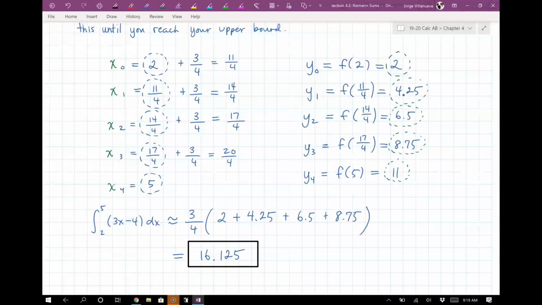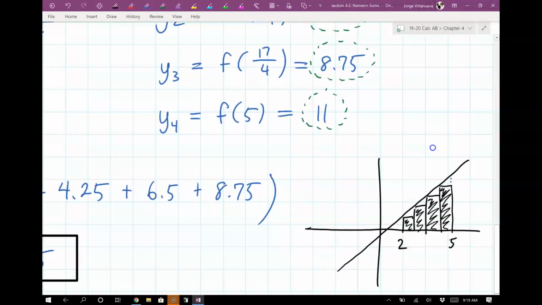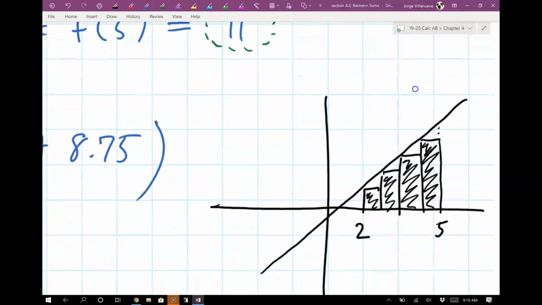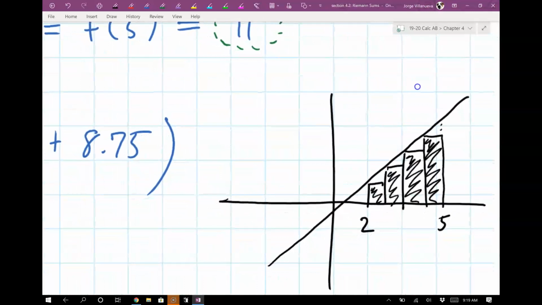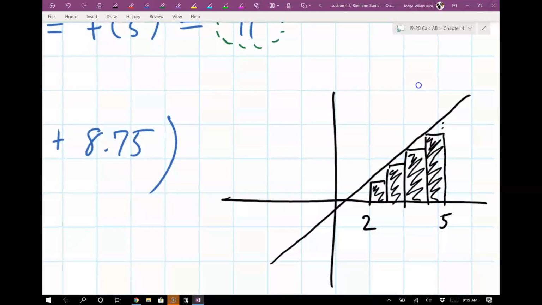Now, again, we're using a left-hand method, okay? A left-hand method means that the graph, I kind of showed it to you guys before, looks like this. A left-hand method with 4 different cuts would be from 2 to 5. It would be this area right there. If I zoom in real quick, notice it's an under approximation.